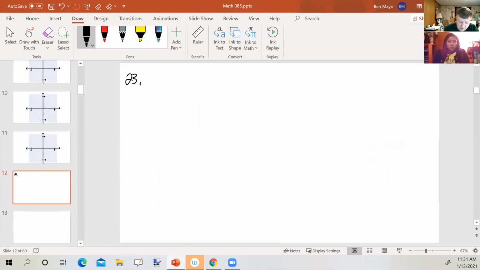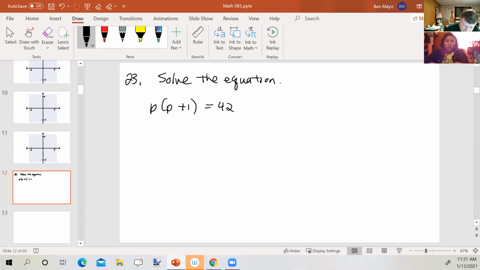It says solve the equation. And the equation is P times the quantity P plus 1 equals 42. So what we've got here is an example where the left side is factored, but the right side is not 0. So the fact that the left side is factored is of no use to us. So I'm going to multiply that out. P squared plus P equals 42.